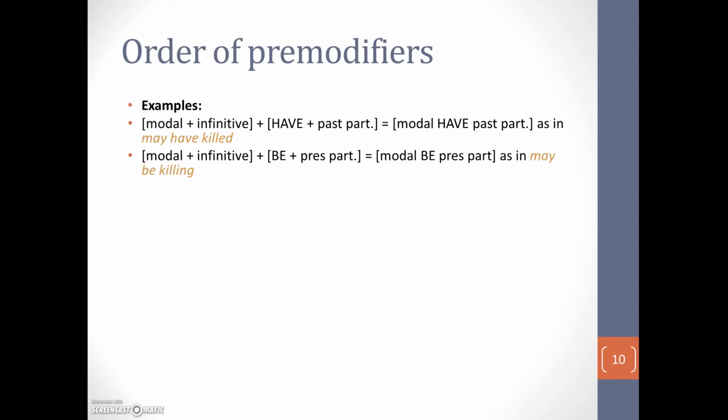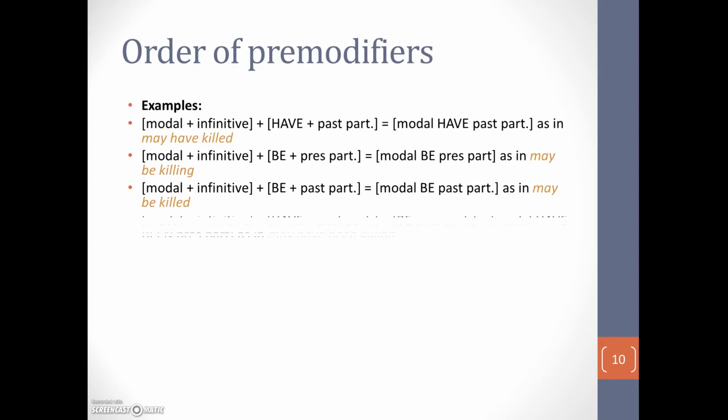If we want the modal and be as the auxiliary, second auxiliary, then everything that comes after be is in the present participle. So that results in the verb phrase may be killing. Okay, so the present participle is the -ing form. Yeah, and we can continue. Sometimes we can also have be plus the past participle: may be killed.